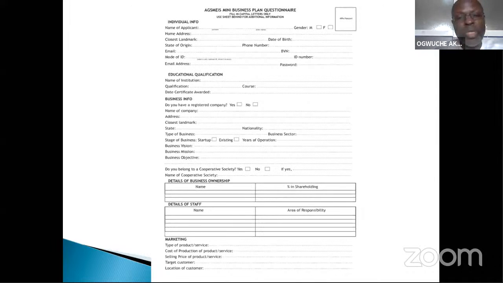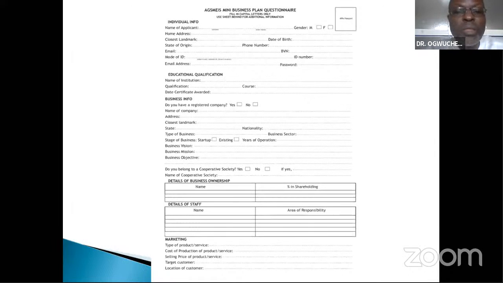Business info. If you have a registered company, say yes or no, then the name of the company. Whether you have a registered company or not, we want you to indicate the name. You can give us your name, it will stand for the company, okay? You can, for example, say Bako's Poultry Farm, or Bako Plantation, or any of those things. That will suffice at that point, okay?